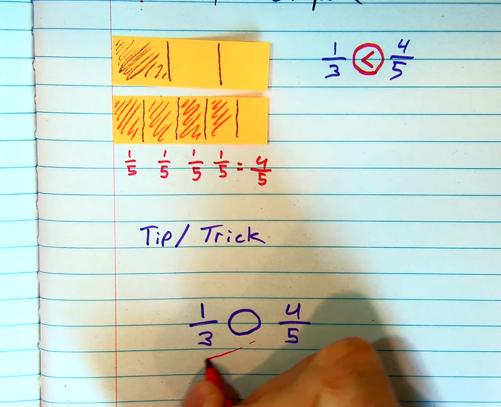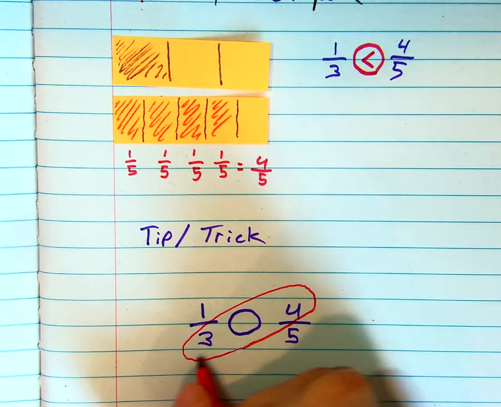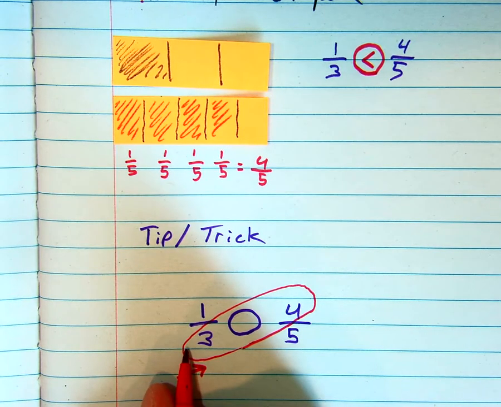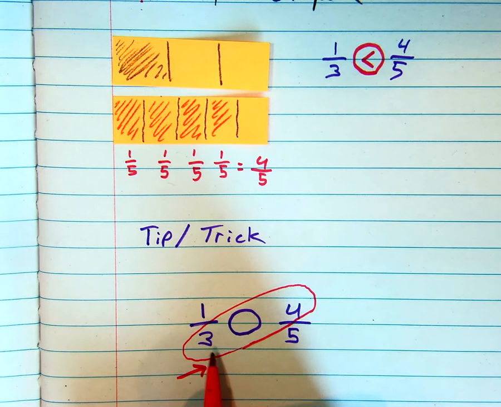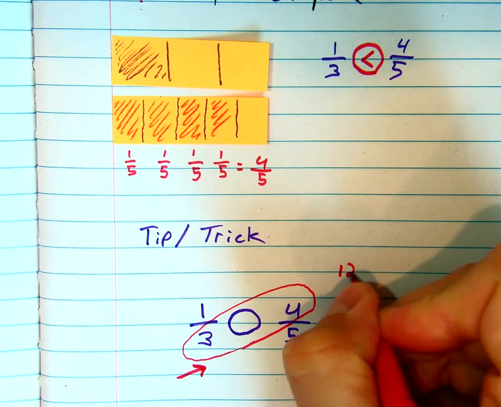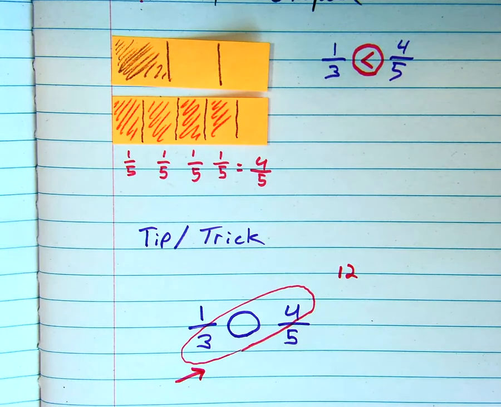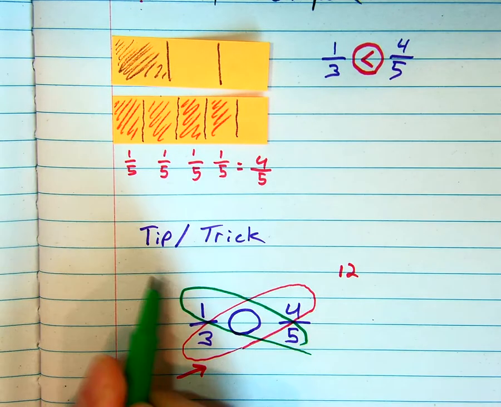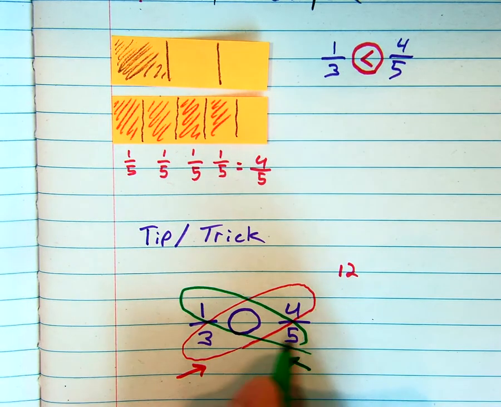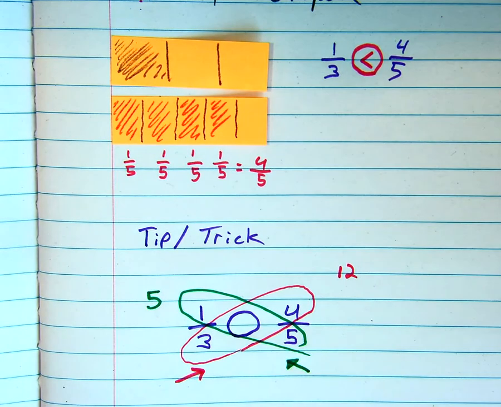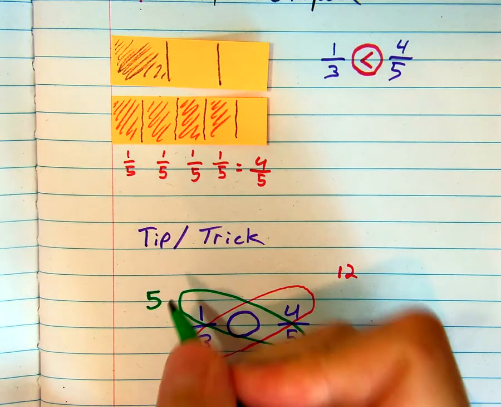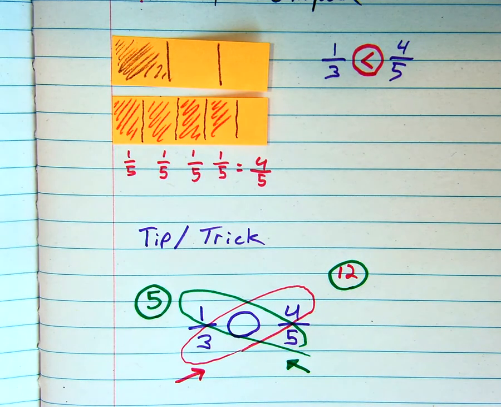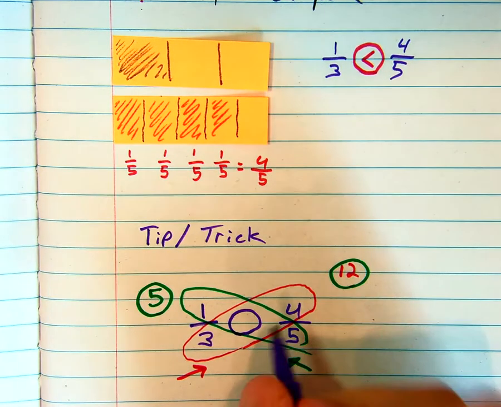So I'm going to circle those two, and I'm going to go in this direction, going from this denominator up to this numerator. Stay with me. 3 times 4 is 12. I'm going to go with the other two numbers that are on here, and again, I'm going from bottom up. So I'm going to go in this direction. 5 times 1 is 5. Which number is bigger? My 5 or my 12? That's right, it's 12. So 5 is less than 12.